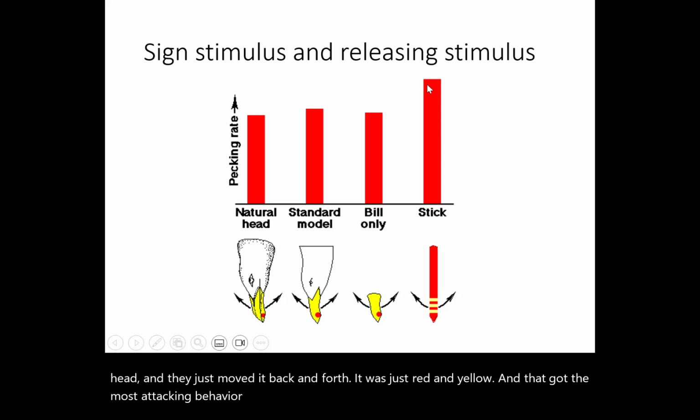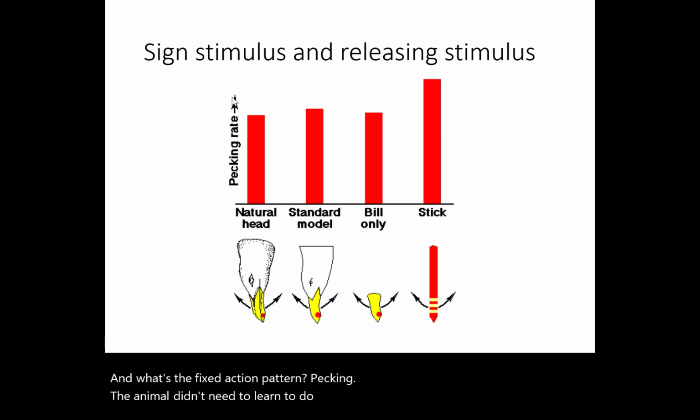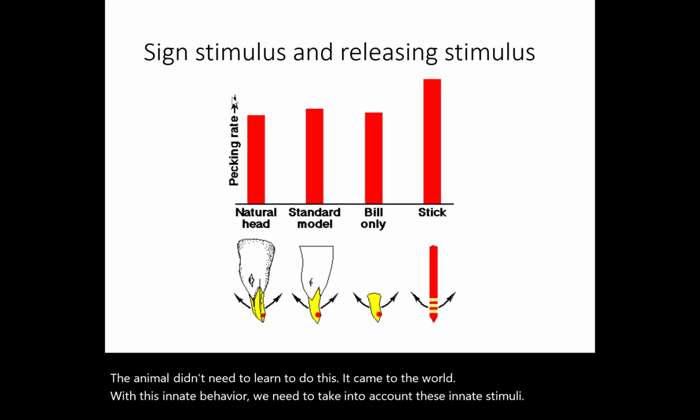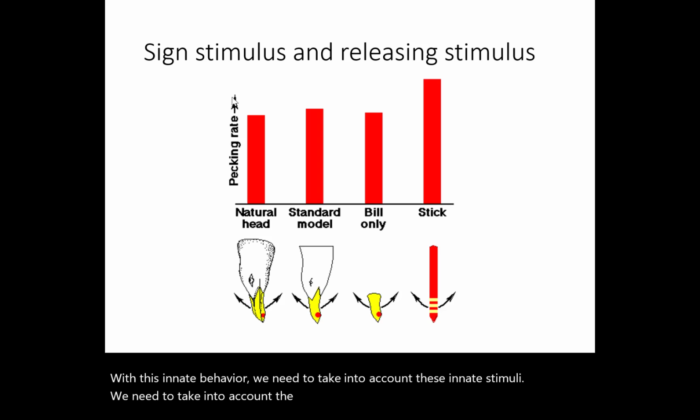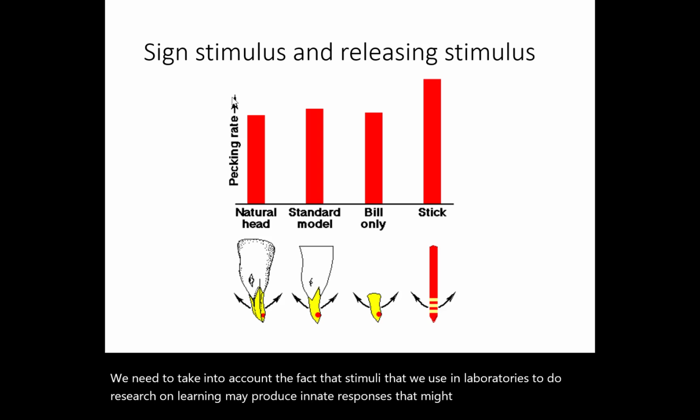So in this case, what is the sign stimulus? It's red movement. And what's the fixed action pattern? Pecking. The animal didn't need to learn to do this. It came to the world with this innate behavior. We need to take into account the fact that stimuli that we use in laboratories to do research on learning may produce innate responses that might confound the way we interpret learned behavior.